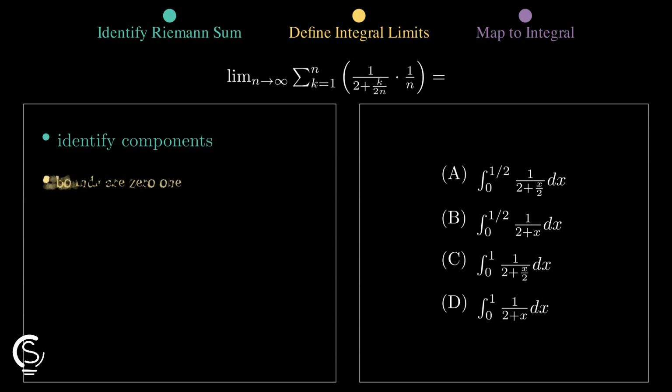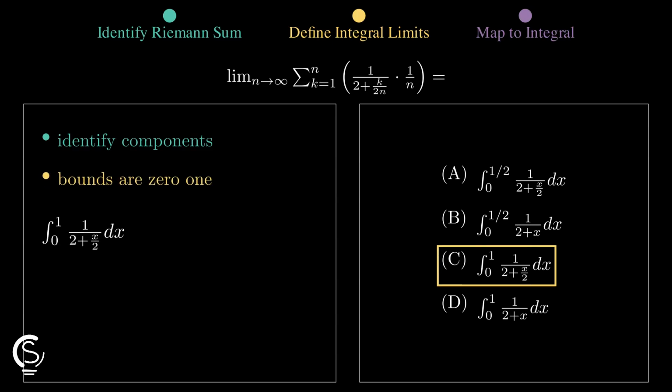Substituting our variables into the function, we get 1 over 2 plus x over 2. Integrating from 0 to 1/2 matches our target expression. Boom, you got this result!